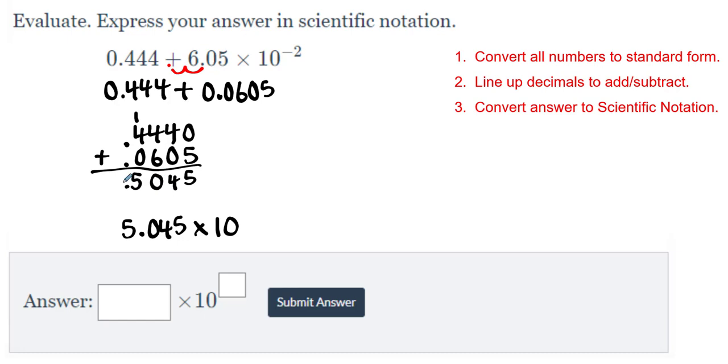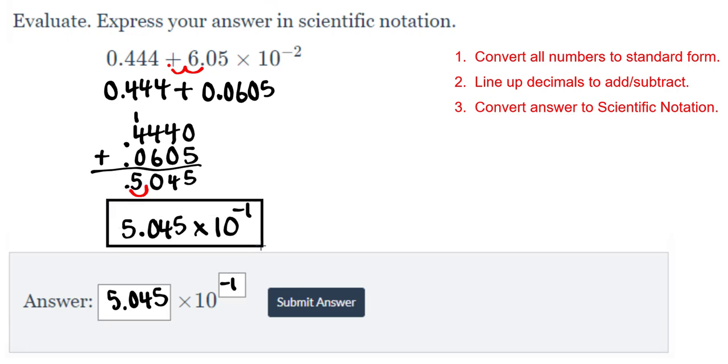Now here's the deal. I'd have to move it 1 back to the left. And when we move it to the left, that's going to give us our -1. So I'm going to put 5 decimal 0.45 times 10 to the power of -1. Having a -1 exponent is going to be a pretty small number. So there you have it. Let's go ahead and make sure we box our final answer.